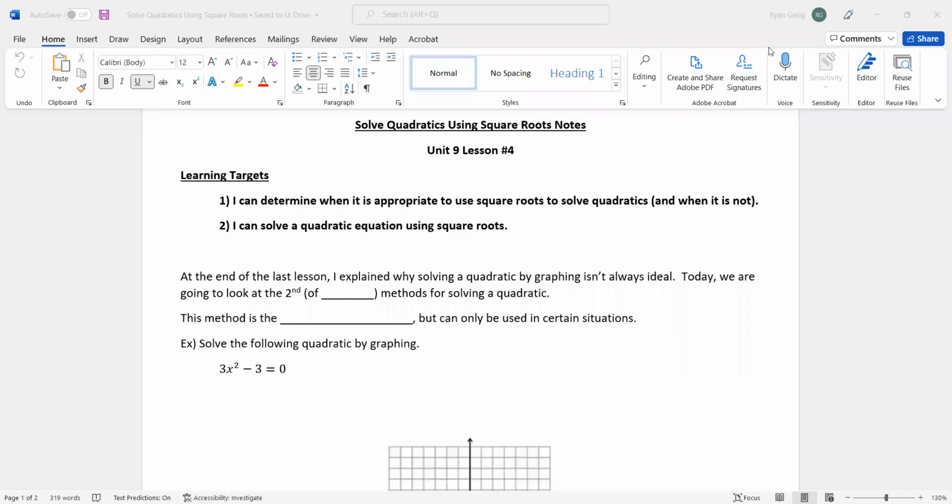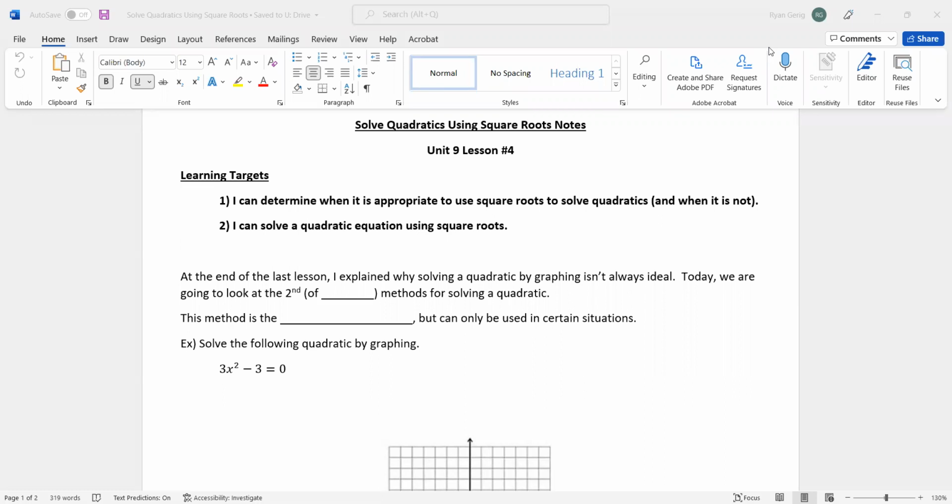All right, so we just got done with our first quiz and we're moving on to the second method for solving. We introduced solving quadratics and what that means in lesson 3. So the learning target today is to determine when it is appropriate to use square roots. So that right there's a clue. I said when it's appropriate. So it's not always appropriate. I can solve a quadratic equation using square roots.